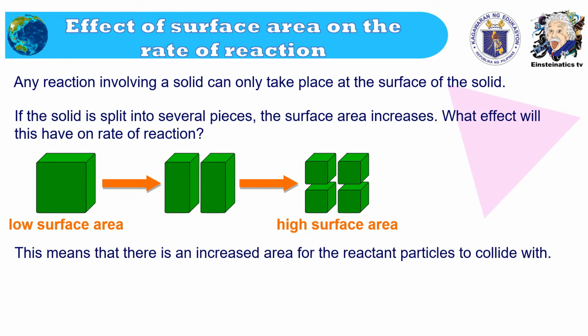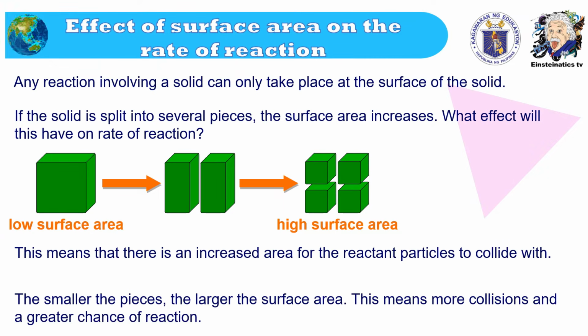So, can you guess? As you can see, when you increase the surface area, there is an increased area for the reactant particles to collide with. So, ibig sabihin, the smaller the pieces, the larger the surface area. That means more collisions and a greater chance of reaction would happen. So, ibig sabihin, mas mapapabilis yung rate of chemical reaction.